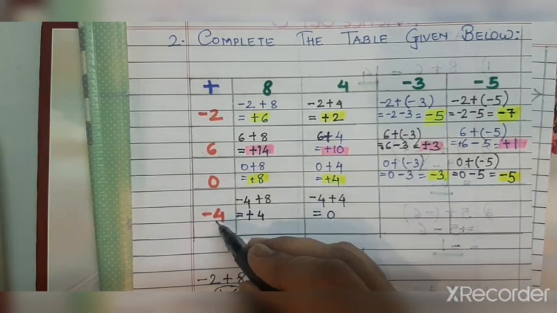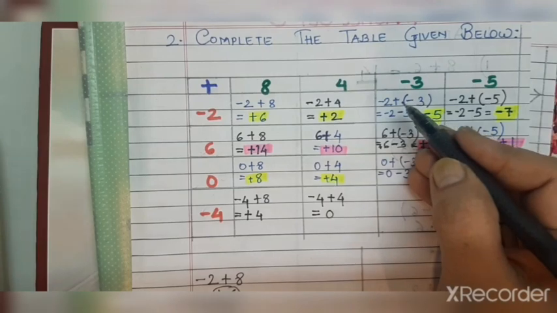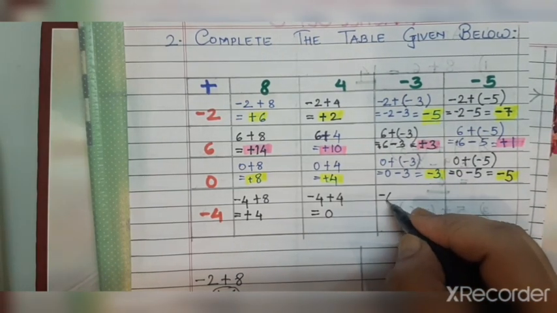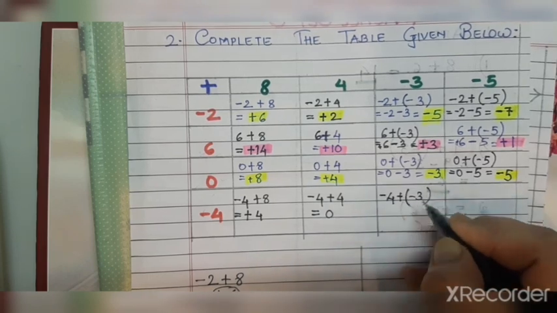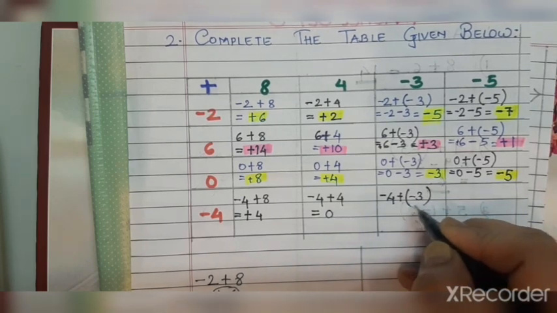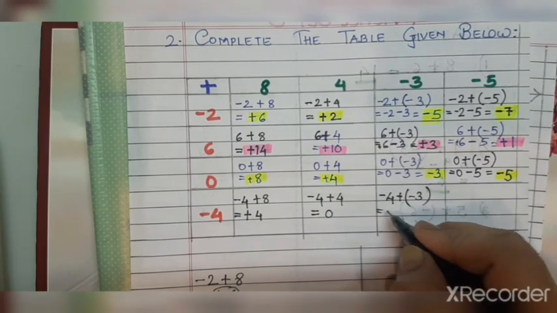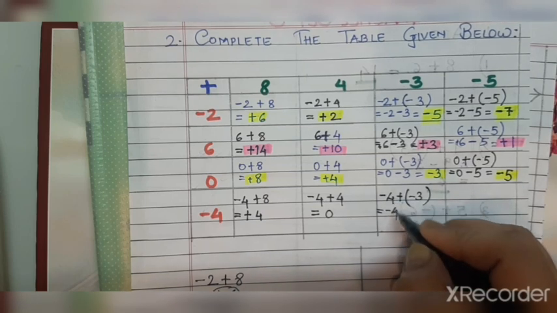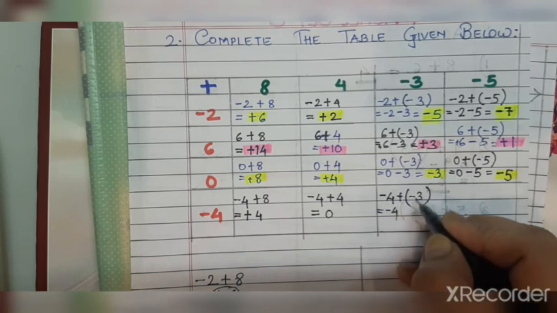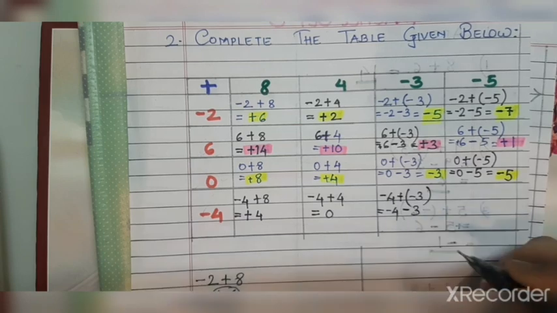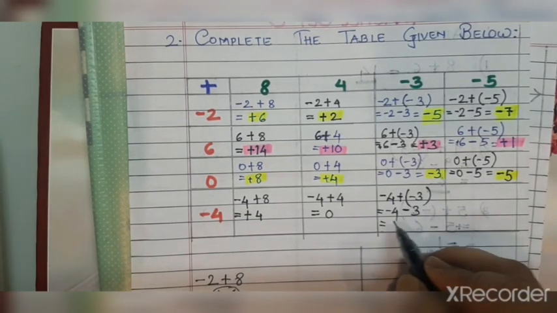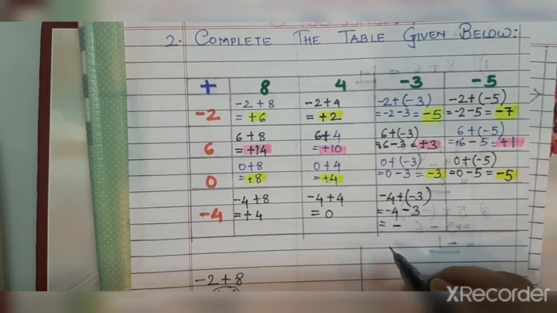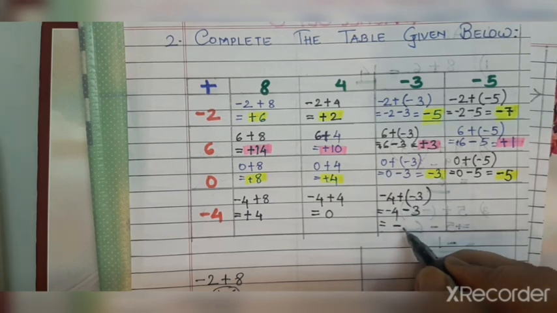Now, -4 plus -3. I'm putting a bracket already because I cannot put two signs together. Now, first solve the bracket. So, I write -4 as it is, plus into minus, minus. Now signs are same, so write the same sign and add 4 plus 3, 7.